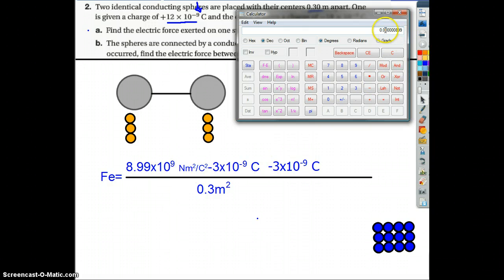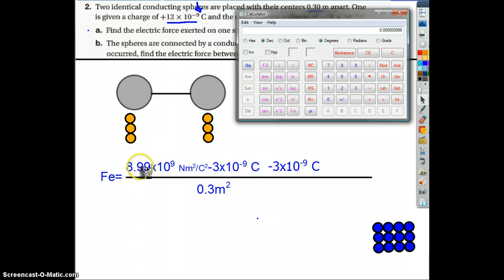Let's count how many zeros here real quick. 1, 2, 3, 4, 5, 6, 7 zeros. So it'd be bumped over 7 times. My calculations show 8.99 times 10 to the negative 7th would be our answer.